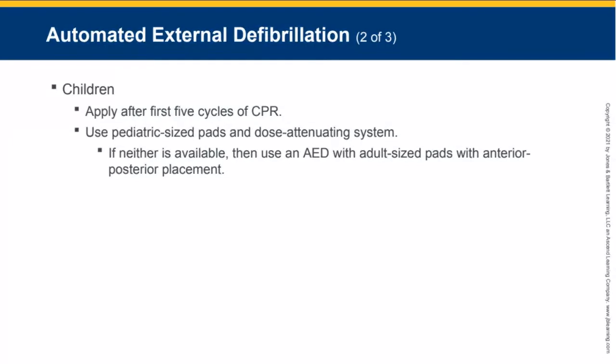For children, apply after the first 5 cycles of CPR. And a cycle consists of compressions and ventilations. Use pediatric size pads and a dose attenuating system. If neither is available, then use an AED with an adult size pad with anterior and posterior placement.